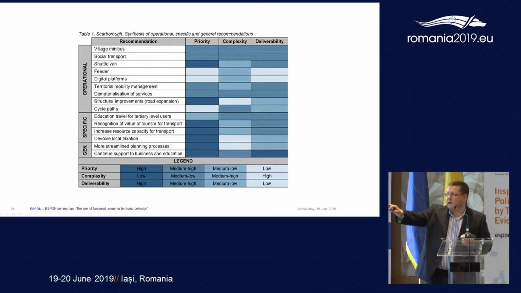And if you look across the top, do you want to implement a village minibus in Scarborough? And it's a reasonably high priority. It's reasonably complex to do so because of regulations around who can drive these buses and who can use these buses. And it's actually reasonably difficult to deliver, for example. And if you go down somewhat further, if you look at structural improvements, which was a major issue for the stakeholders, we can see this is an incredibly high priority. It's less complex, the major complexity being getting funding, and then it's more complex to deliver because it intersects with a range of different delivery units.